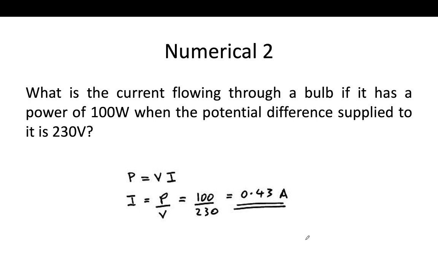So we will use the formula P is equal to VI, because two things are given to us, potential difference and power, and we have to find the current. So I is equal to P over V. What was the P value? That was 100 watts. And what was the value of potential difference? That is 230. So the total current flowing through the bulb is 0.43 ampere.